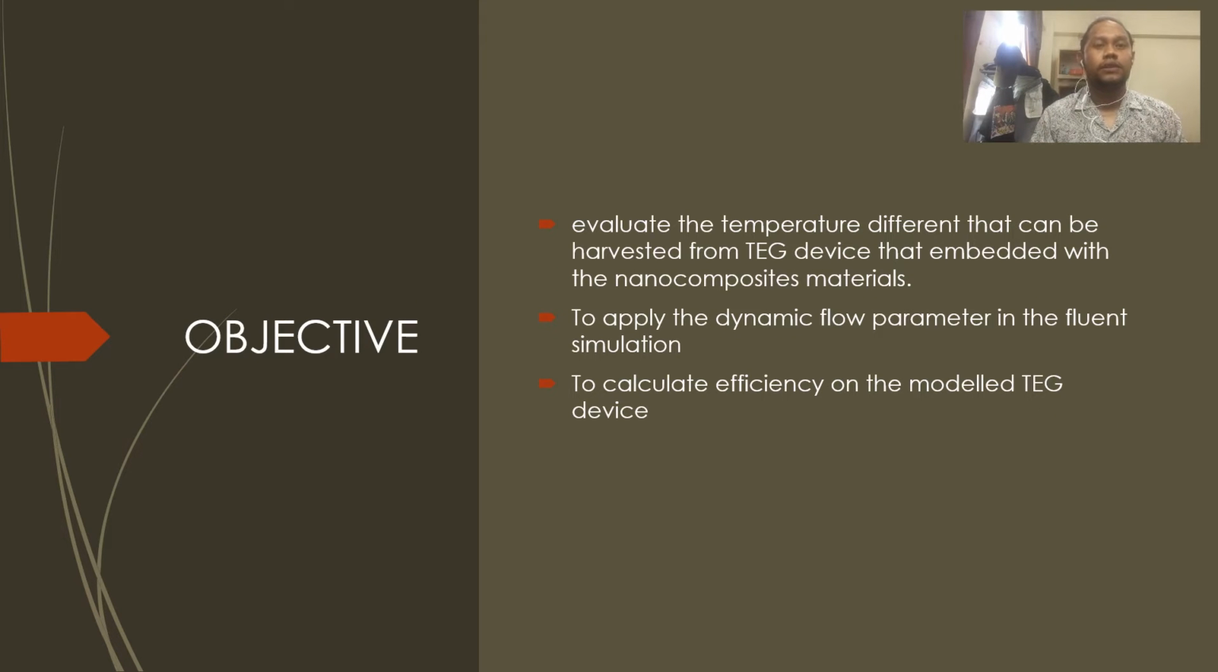The objective for this simulation is to evaluate the temperature difference that can be harvested from the TEG device that is embedded with the nanocomposite material. We are using ANSYS simulation. The second objective is to apply dynamic flow parameters in the fluid simulation, so we run this simulation as a fluid simulation in ANSYS. The third is to calculate the efficiency of the model TEG device.